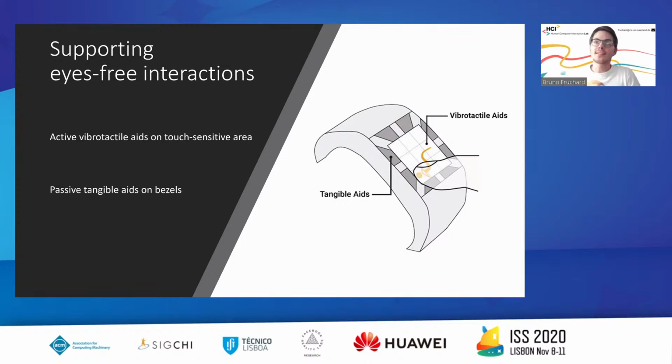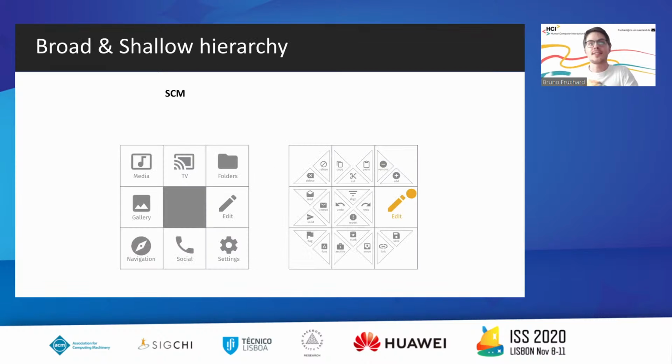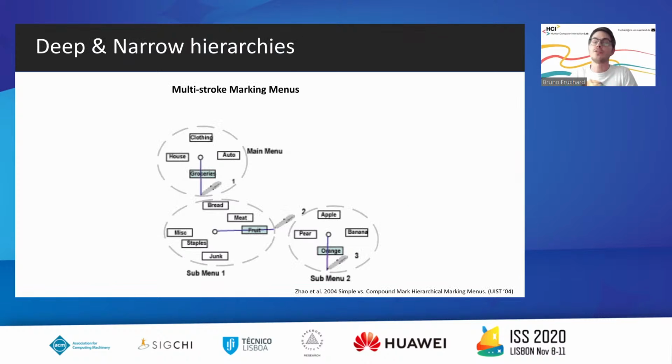The last aspect I want to talk about with SCM is that it's using a broad and shallow hierarchy of menus. Here you can see we are using only 2 levels. There is one level for menus, we use 8 menus. And then the second level, a menu will consist of 21 to 22 items. This type of hierarchy is contrasting with the more conventional deep and narrow hierarchies of marking menus.